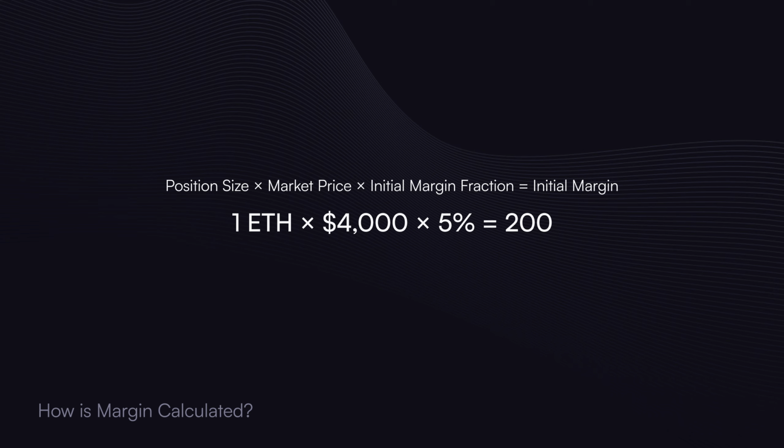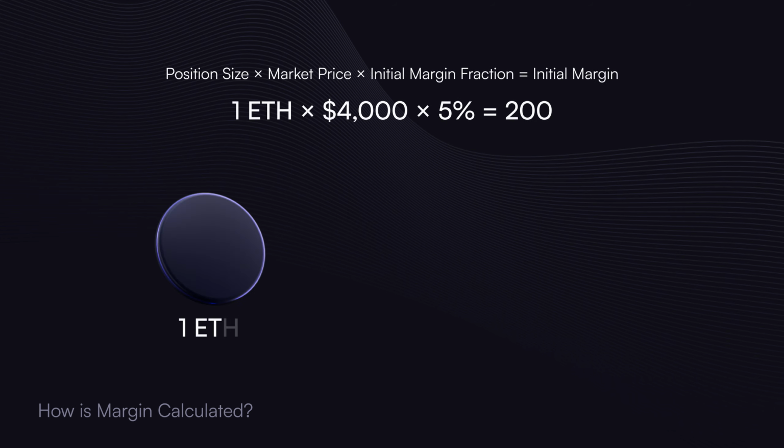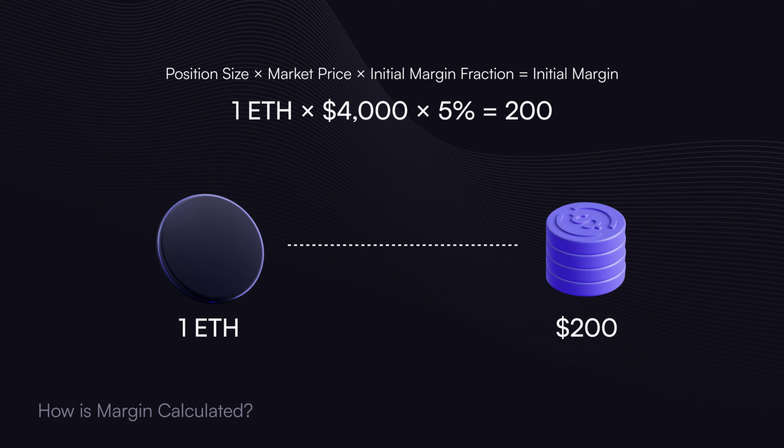the minimum amount needed to open a position, can be calculated using the formula position size times market price times initial margin fraction. So 1 ETH times $4,000 times 0.05, which equals $200. This $200 initial margin represents the minimum capital you need to provide upfront to open a position worth $4,000, with the remaining value supported by leverage provided by the platform.